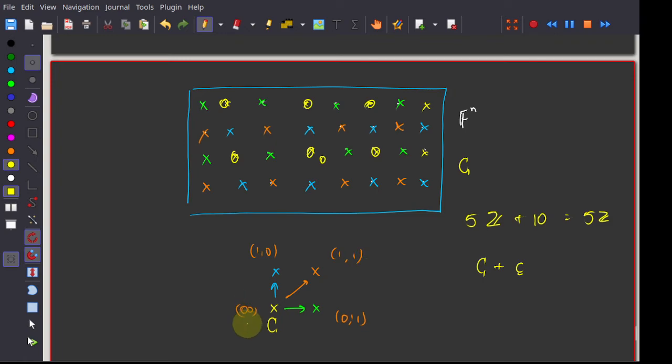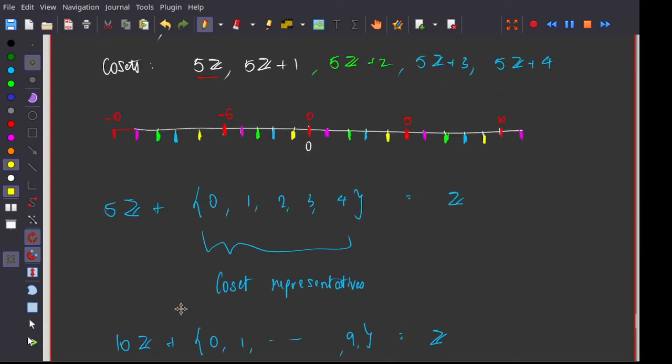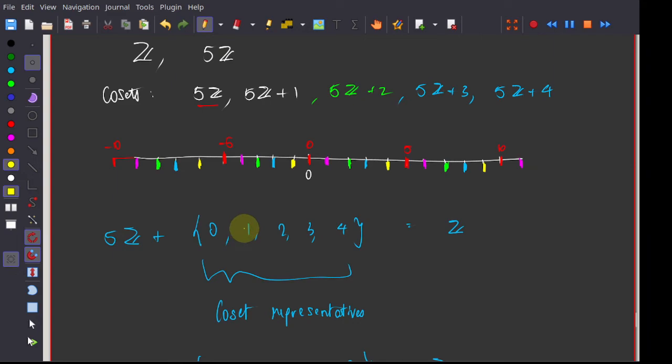Under mod 2 addition, the coset representatives are 0, 1. So we can consider cosets 0 0, 0 1, 1 0.